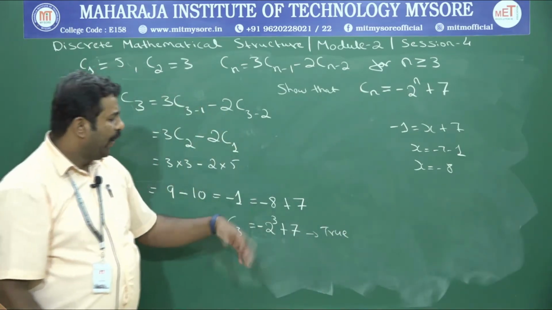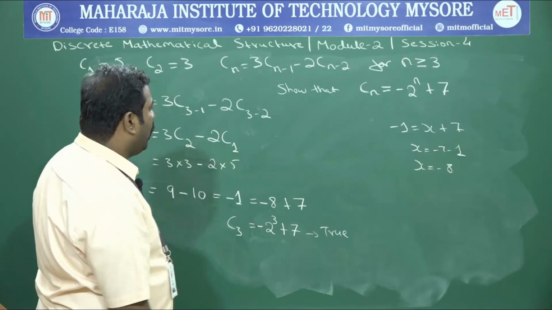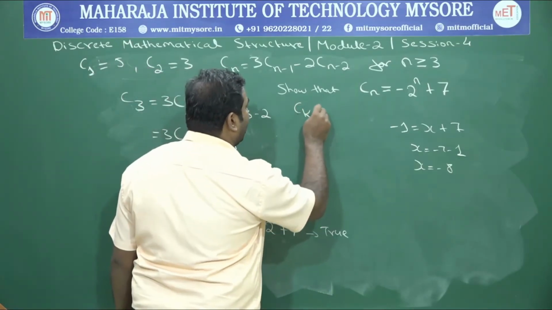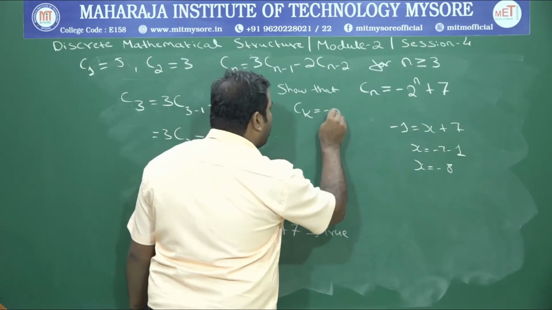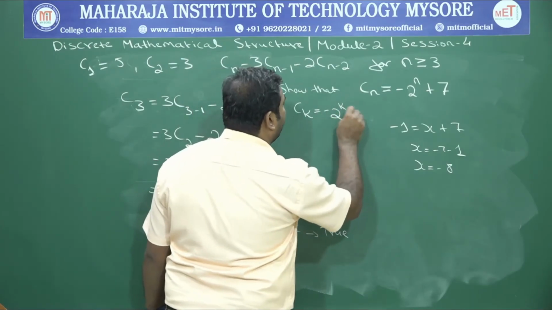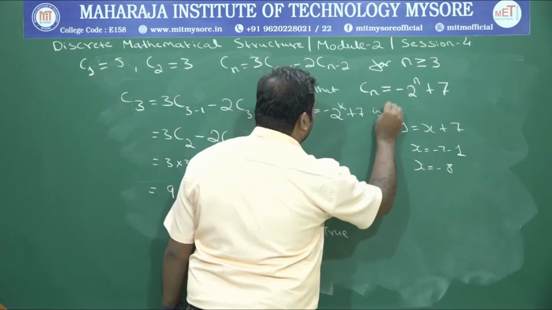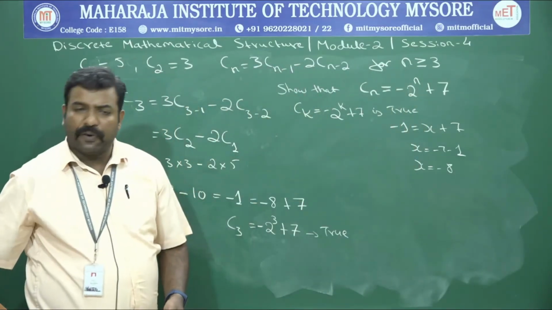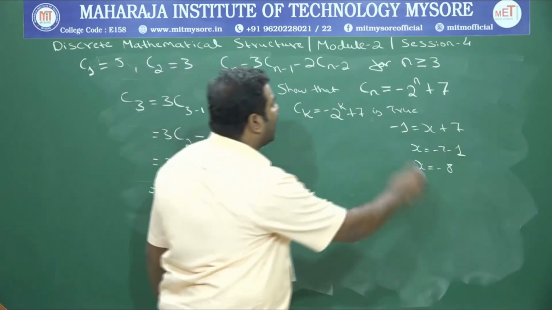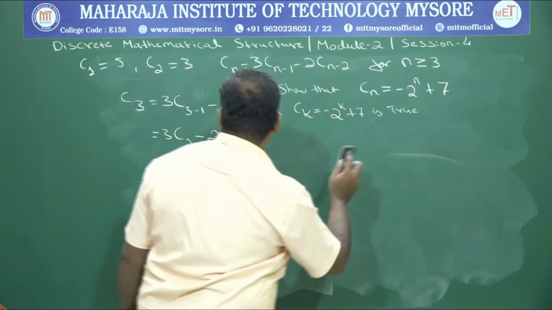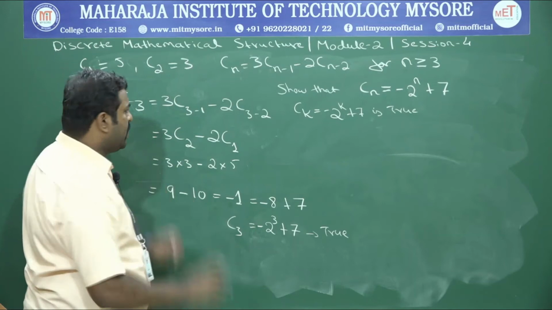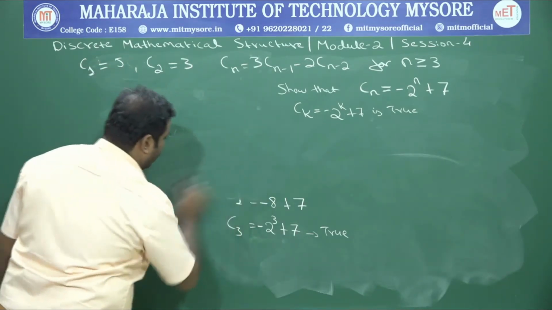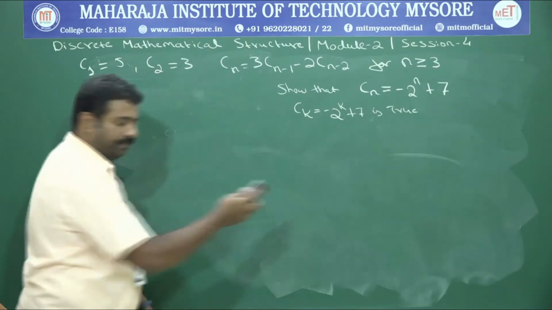Hence it's verified. Now for k, we are going to assume that Ck equals minus 2 to the power of k plus 7 is true. We are going to assume this. But now I need to prove it for k plus 1. Hence, we'll go to the third step, where I am going to have C(k plus 1).